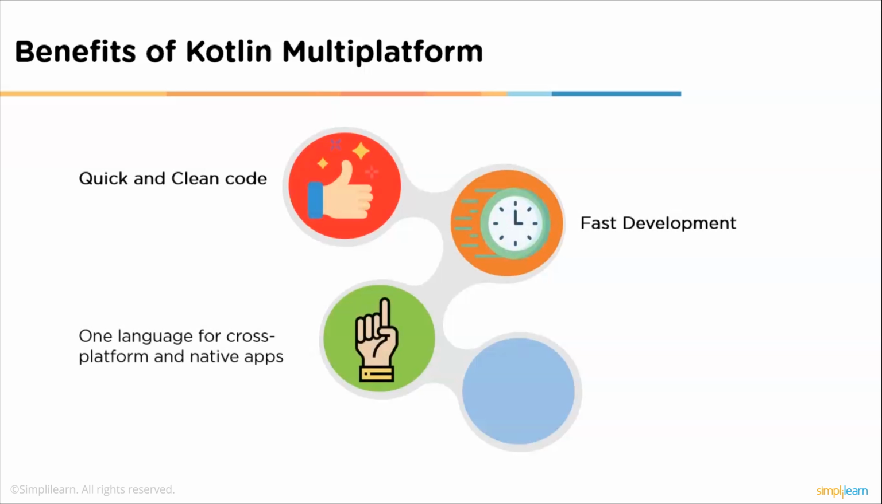So let's start with the first one, which is quick and clean code. In Kotlin Multiplatform, we don't have to recreate and rewrite the code for different platforms. We can simply share the common code between platforms, which saves a huge amount of time. Features like interoperability make things very easy and quick as well. Also, there is no lagging behind the native platforms, and because of that, the developers don't have to wait until the new features are added for the support.